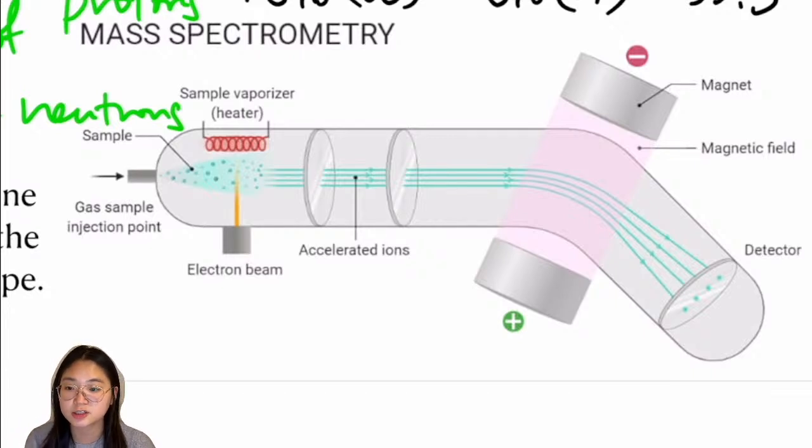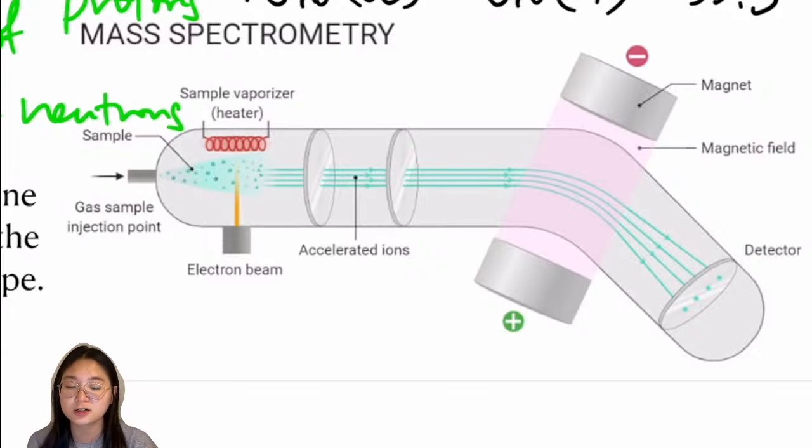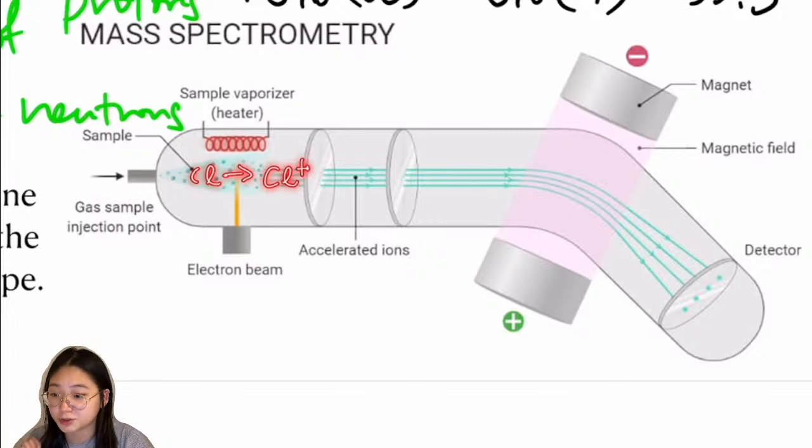Into the gas phase, and then it's just going to spray the gas particles into the machine. In the very first phase, there is a sample heater, so it's going to vaporize the sample, vaporize the chlorine atoms, and on the other side there is an electron beam. The electron beam carries a lot of energy. So what happens is the electron beam is going to knock one electron away from this chlorine sample. So now the chlorine atoms have been converted into chlorine plus after one electron has been removed.